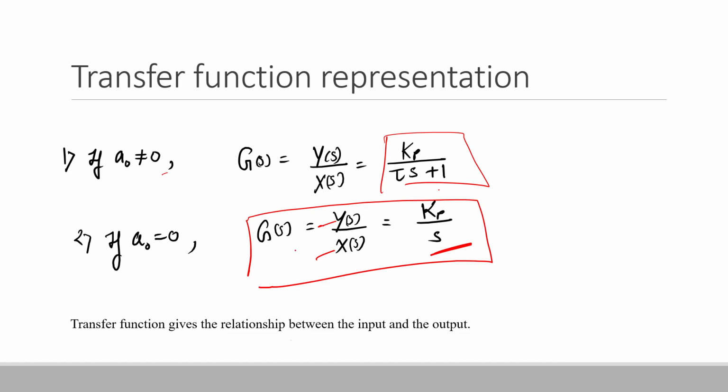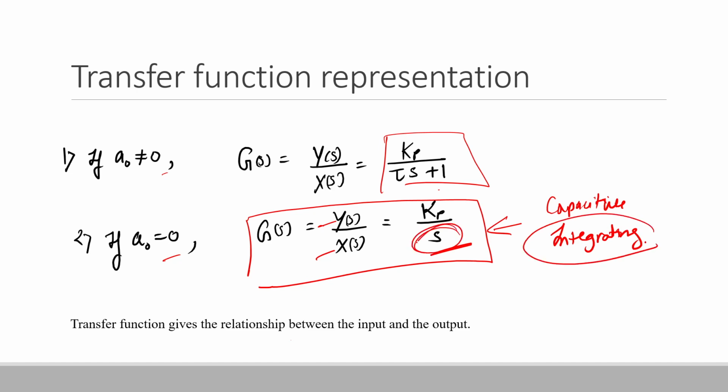Again, one thing to keep in mind is that if a0 equals 0, then such processes are known as capacitive or integrating processes. We call it integrating because of the presence of the term 1 upon s. Wherever there is 1 upon s, there will be an integrating action in the transfer function model.